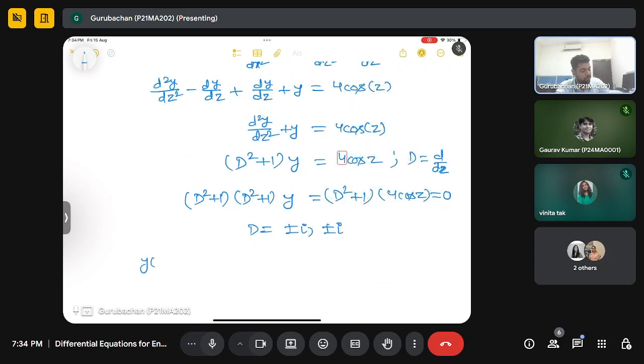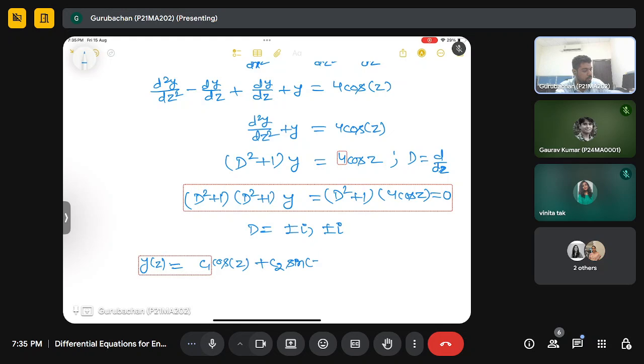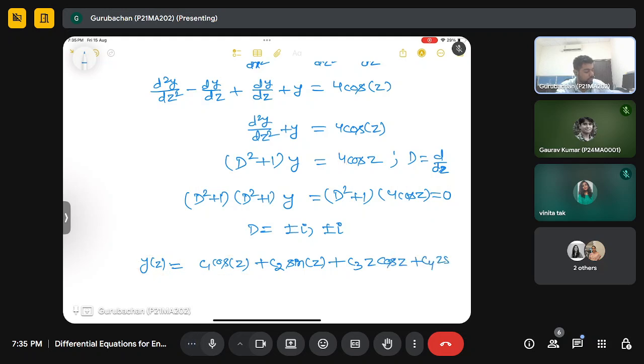So our general solution will be, since the independent variable is z, C1 cos z plus C2 sin z plus C3 z cos z plus C4 z sin z. So this will be your general solution.